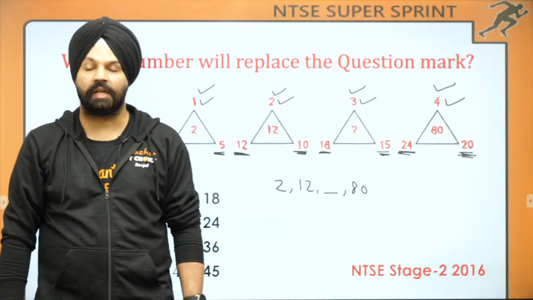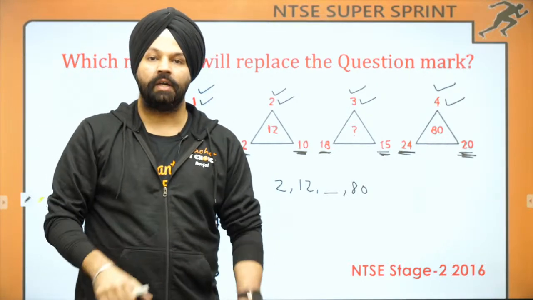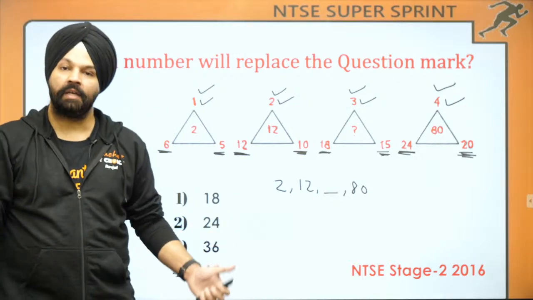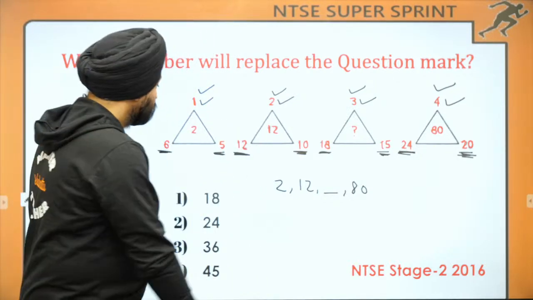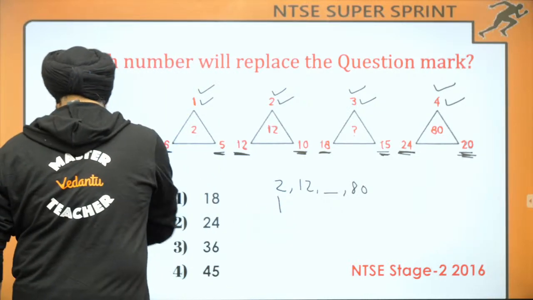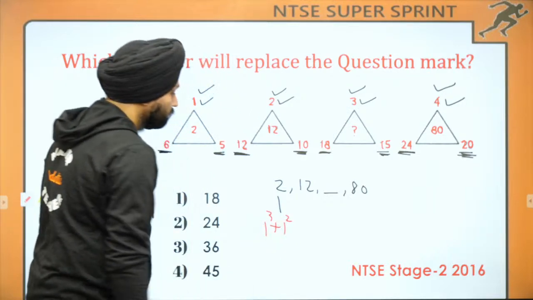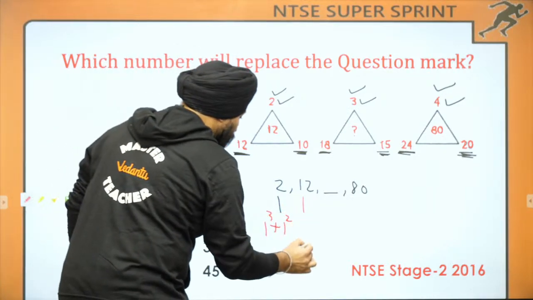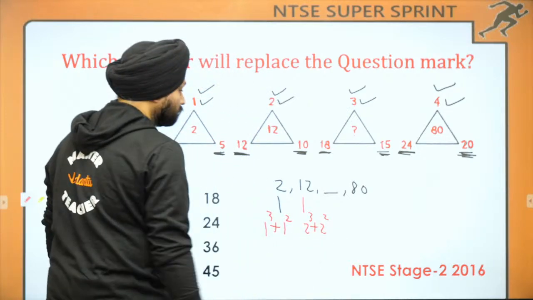ये NTSE का question है और बहुत सारे बच्चे ऑलरेडी सही आंसर बता रहे हैं मुझे. I can see that. Very good. But फिलहाल के लिए इस क्वेश्चन को फोकस करते हैं कि ये क्या है और कैसे बन सकता है. So what is 2? It is 1 cube plus 1 square. What is 12? 2 cube 8, 2 square 4.